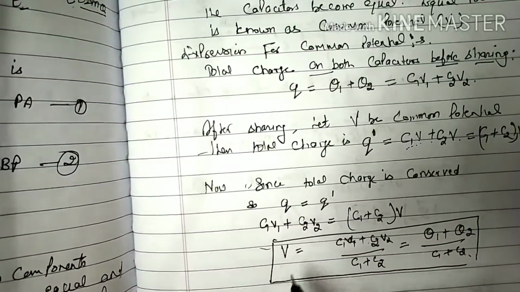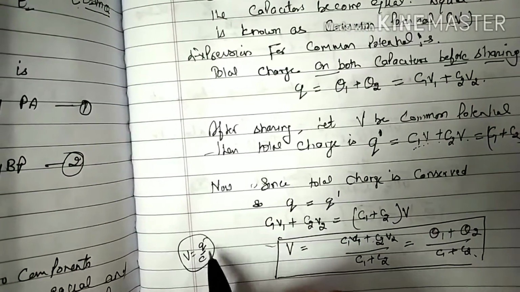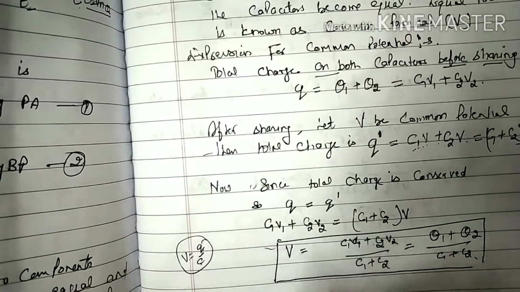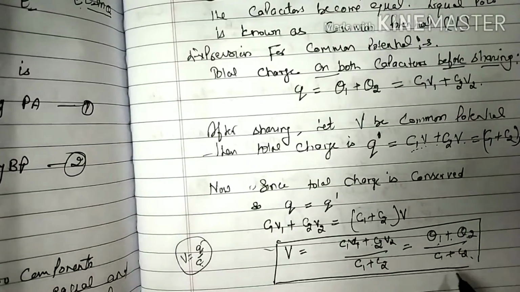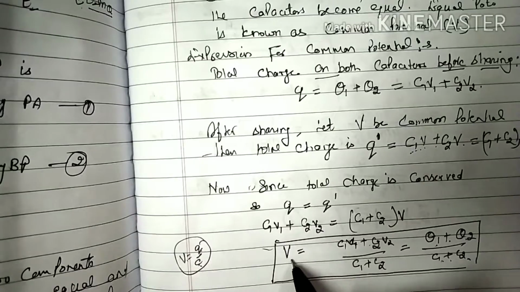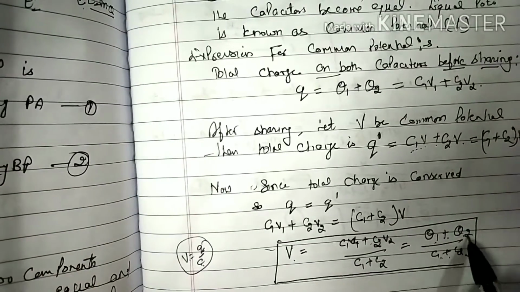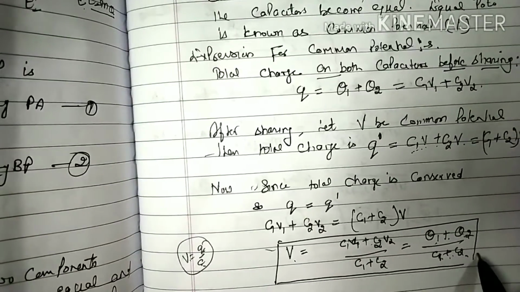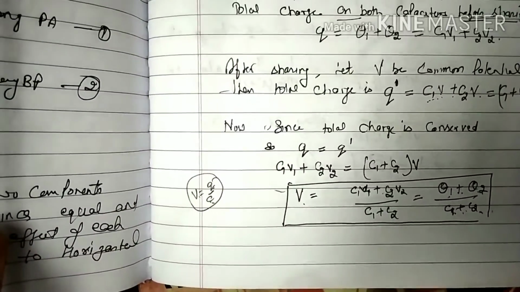This formula is very easy to remember. You know that V is equal to Q over C, Q is equal to CV. Here Q is the total charge of the two capacitors, that is Q1 plus Q2, and C the total capacitance, C1 plus C2. We can remember the common potential in this way, and by using this we can solve numericals.